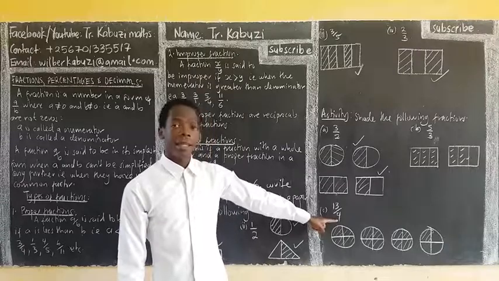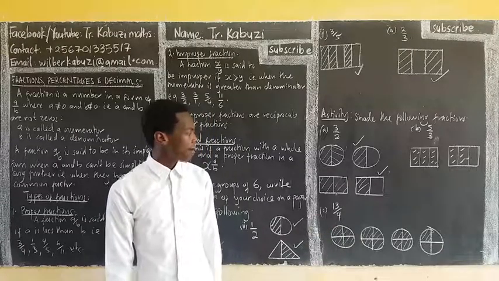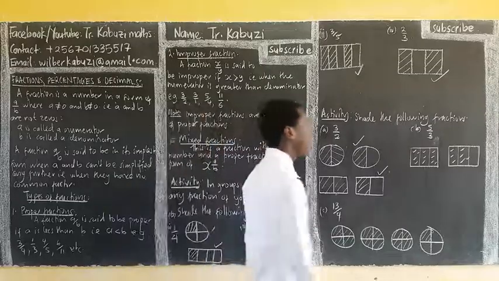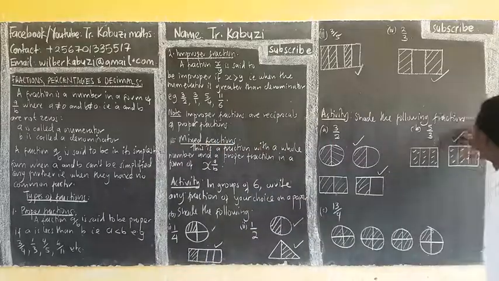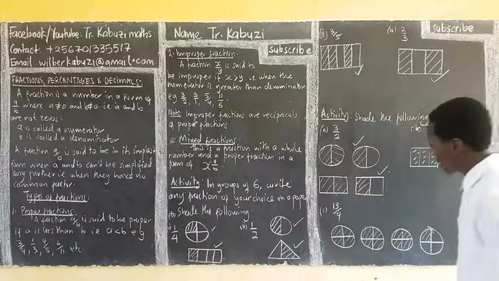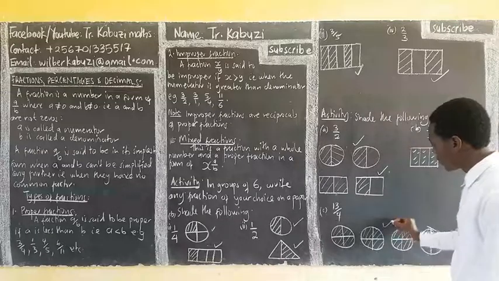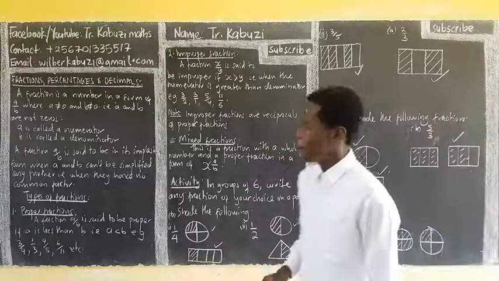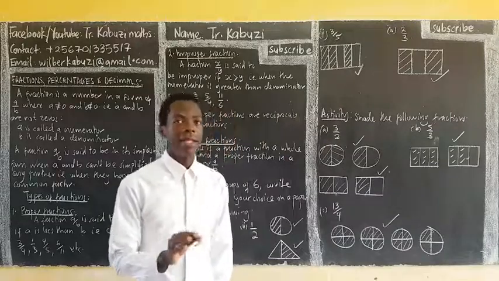The numerator is always telling you what you have to shade. And then here, this group was okay. Then here, this is mine, so I'm going to give myself also a tick. So that's it. Now I want you to go and write these notes properly.